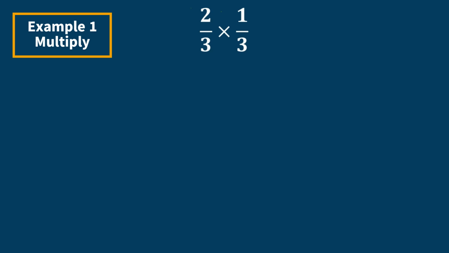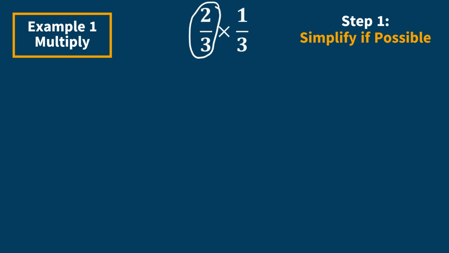Step 1, let's look at the first fraction here. We want to see if we can simplify. If we're looking at the 2 and the 3, there are no factors between them, therefore we cannot simplify that. Now we look at the second fraction, the 1 over 3. There are no factors between 1 and 3 either, therefore we cannot simplify that.